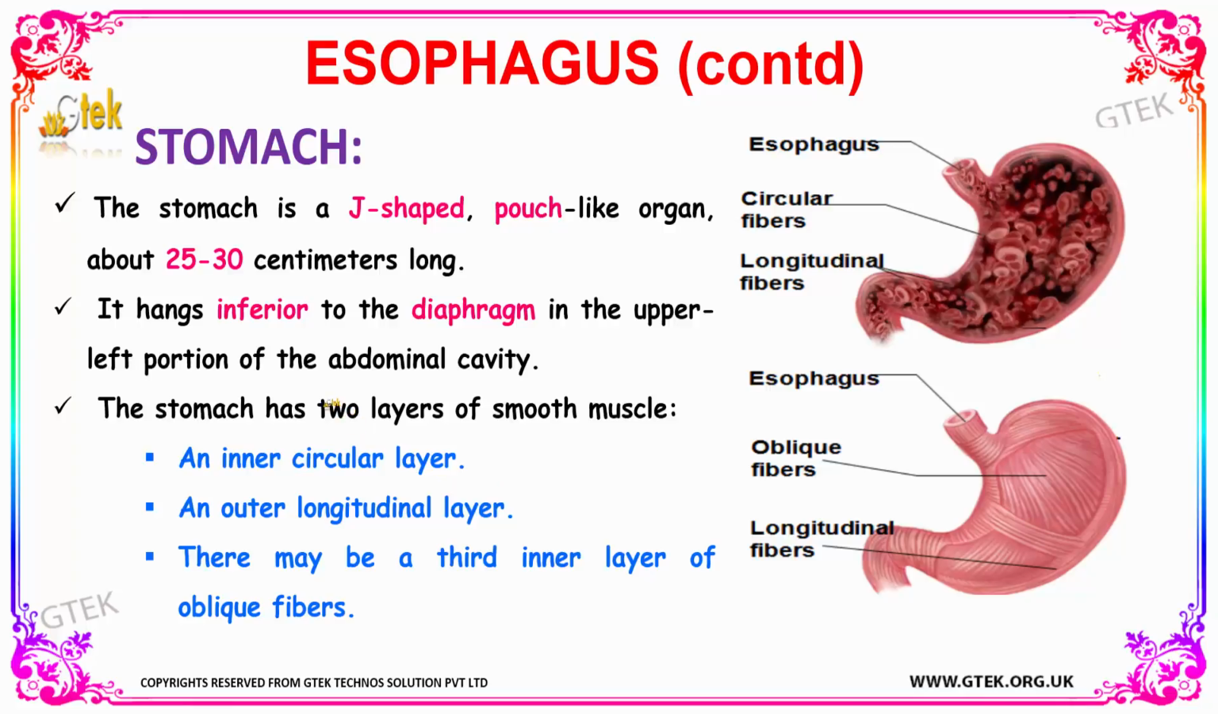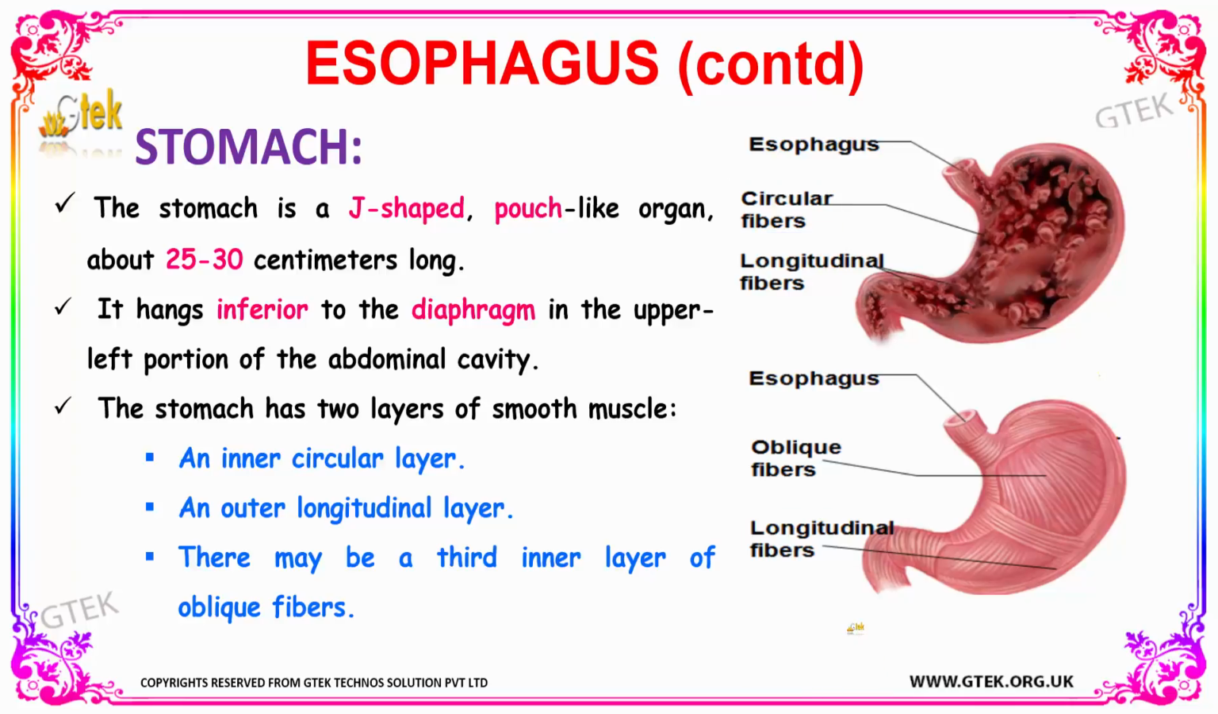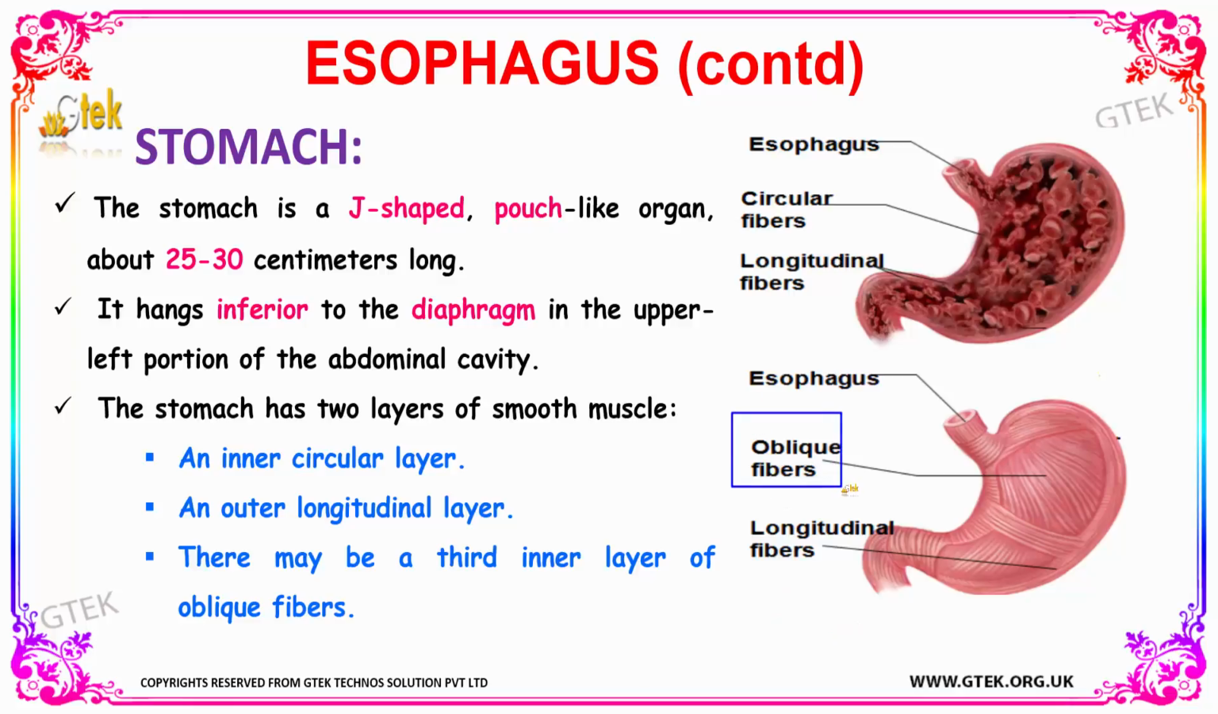The stomach has two layers of smooth muscle, which include the inner circular layer which is formed of circular fibers, and the outer longitudinal layer which is formed of longitudinal fibers. There may be a third layer which is made up of oblique fibers. So these are the various layers of the stomach.